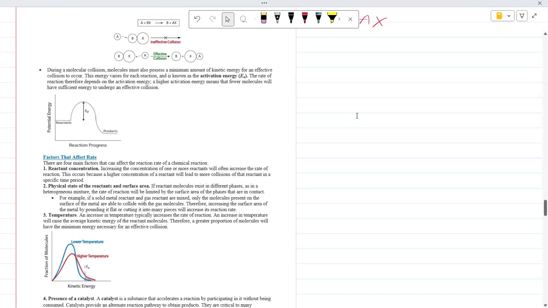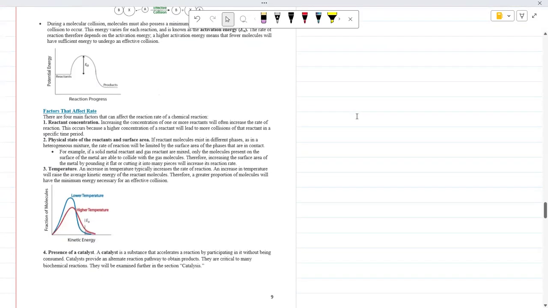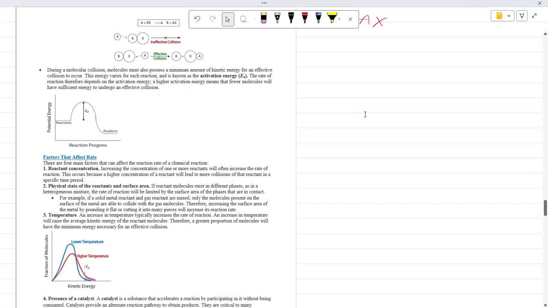So during a molecular collision, the molecules must possess a certain minimum amount of kinetic energy for an effective collision to occur. So if the energy is not enough, the collision will not be effective, right? Now, this energy varies for each reaction, and it's known as the activation energy. Okay, activation energy.